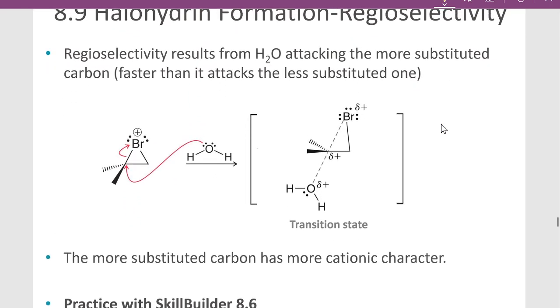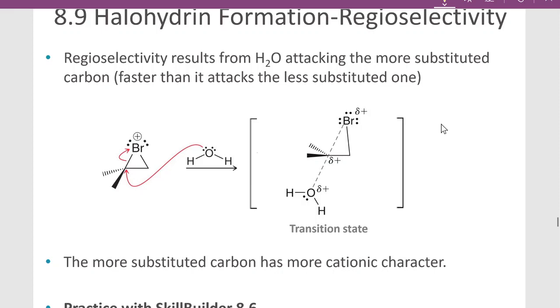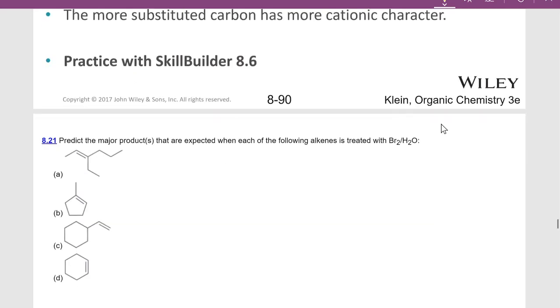Again, the reason that the OH goes to the more substituted side is because the more substituted side has more cationic character, because the electron donating alkyl groups donate electron density in, stabilizing that partial positive charge that's formed better than the less substituted side. So the nucleophile will attack the more substituted side.